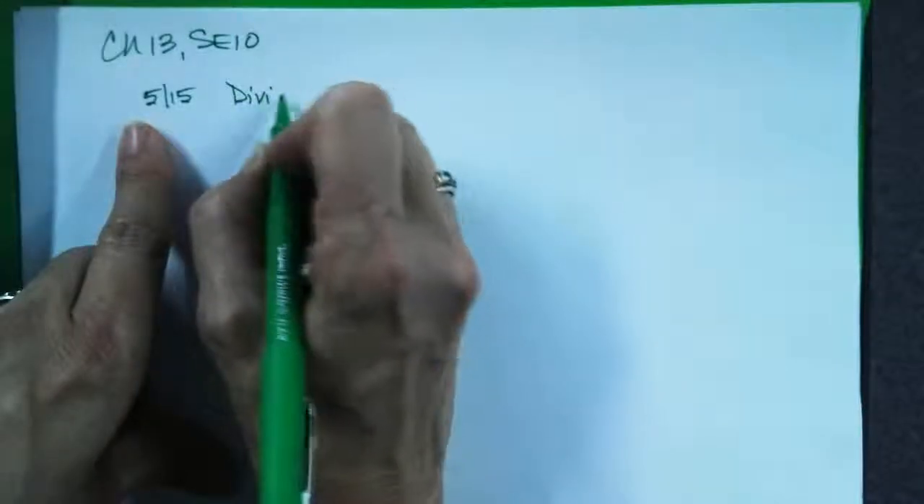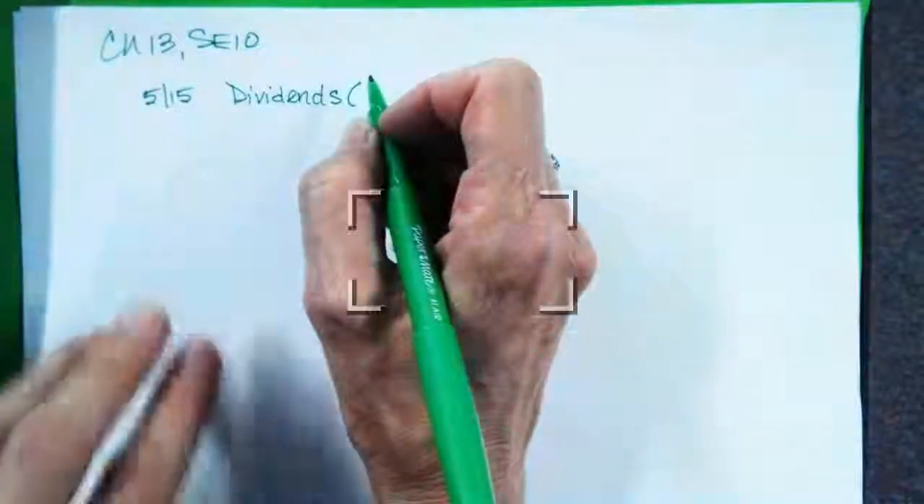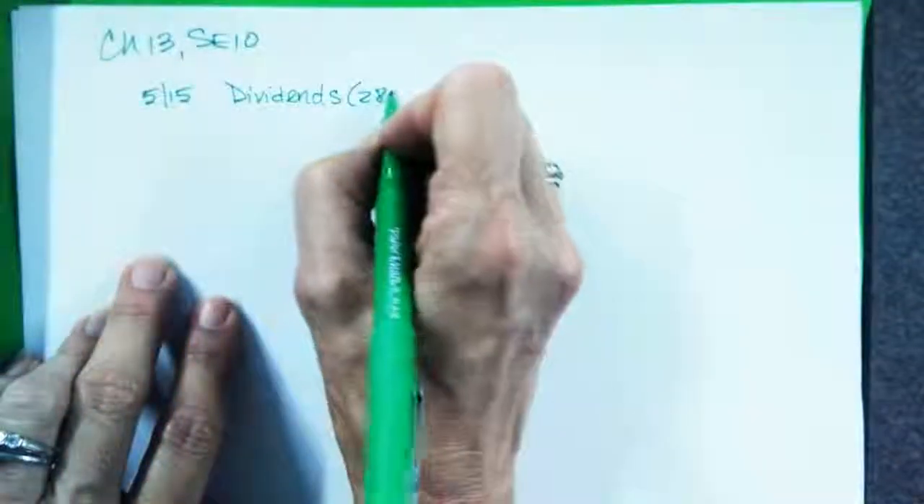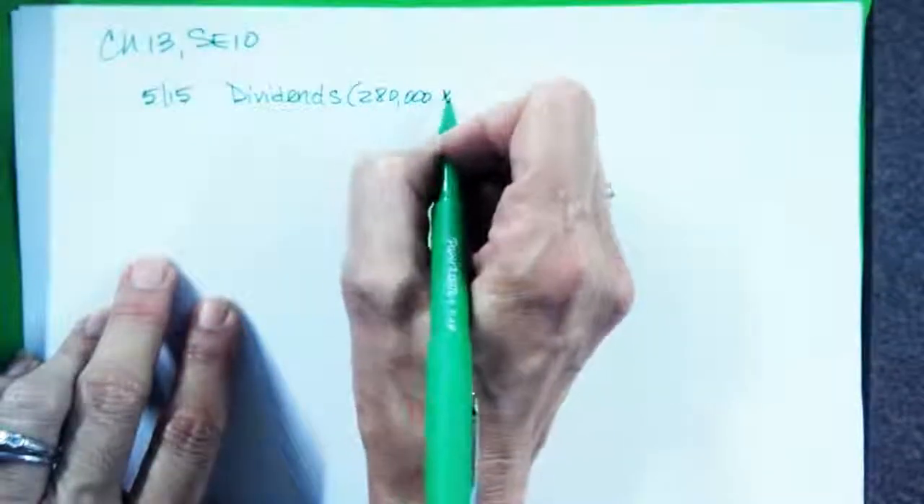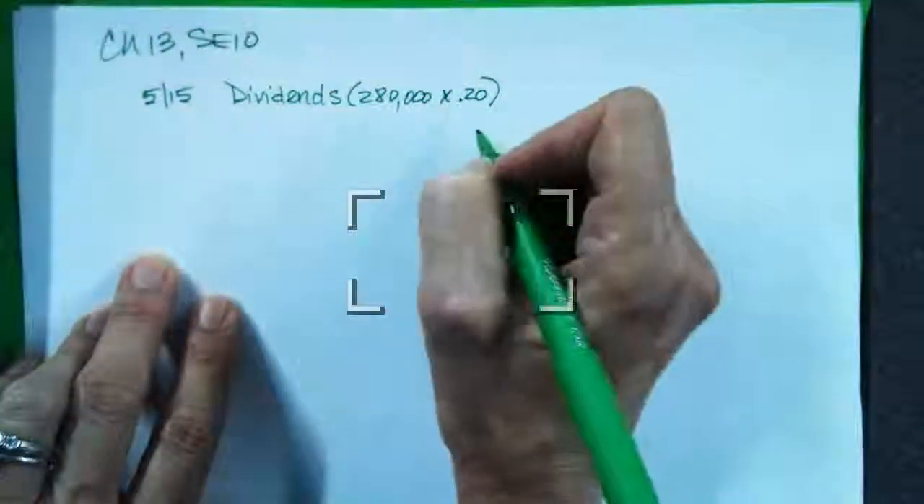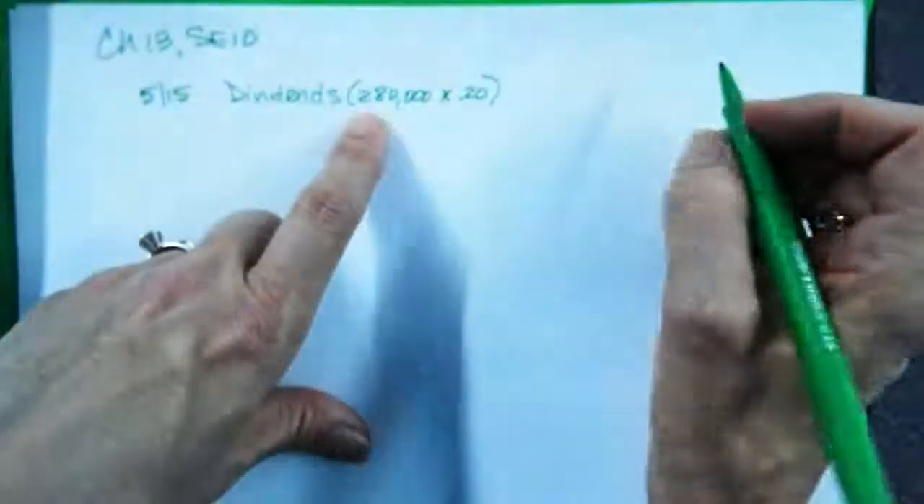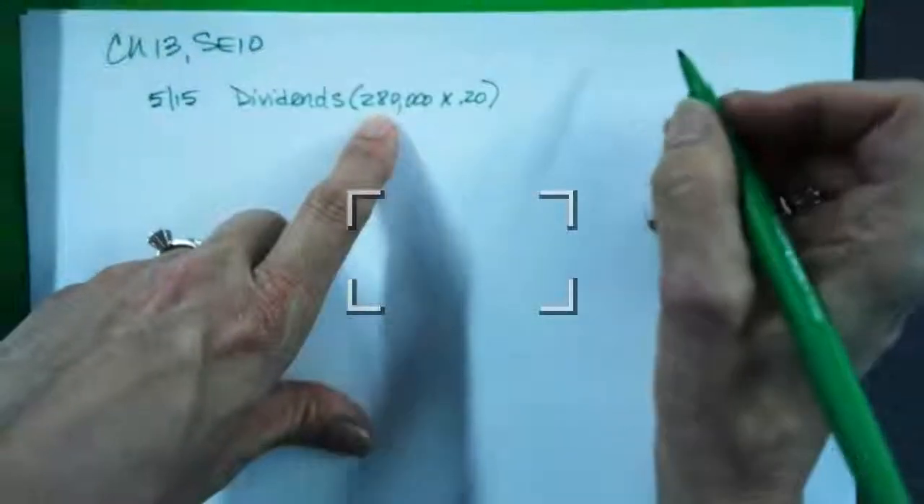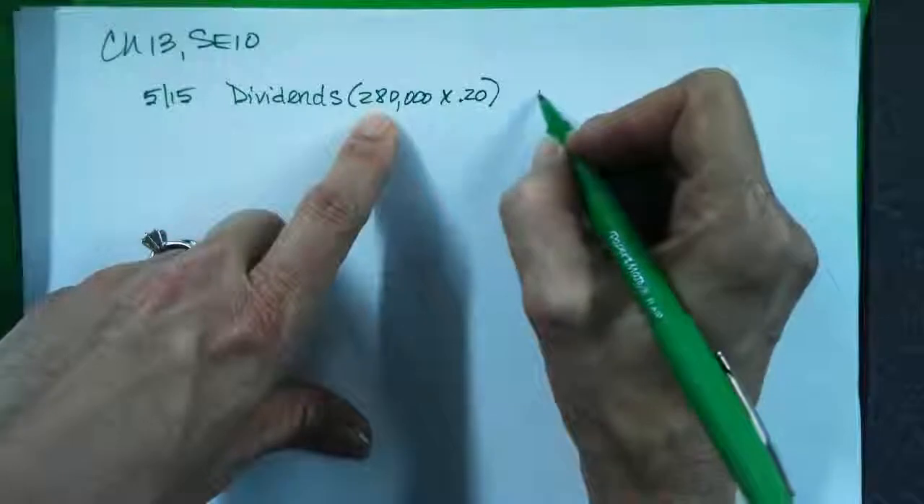So when we declare it, we go ahead and put it in the dividends account at the rate they want to pay. 280,000 shares times 20 cents a share. Okay, so 2 times 28 is 56. That'd be 20% of 280, be 56,000. And we go ahead and set it up in a current liability account called dividends payable.